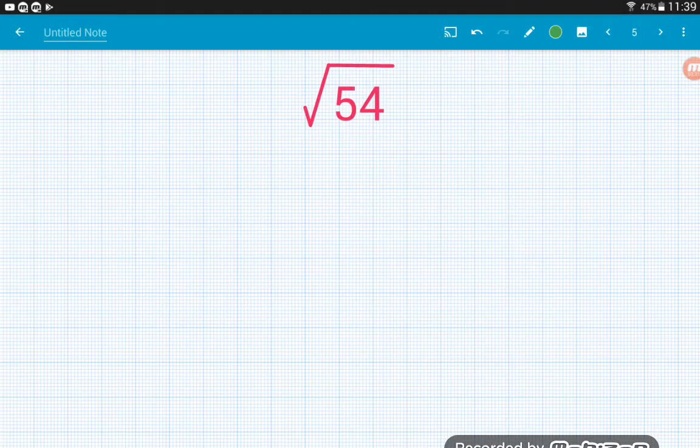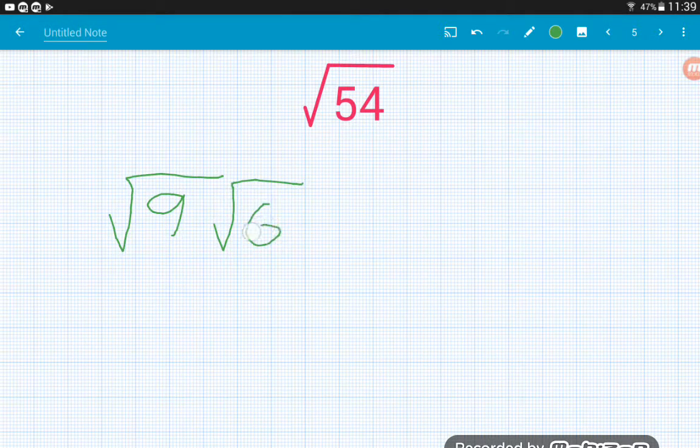Okay, root 54. So again, the square number that goes into 54 is 9. So we can write root 54 as root 9 times root 6. And then the square root of 9 is 3, so we get 3 root 6. Job's a good one.